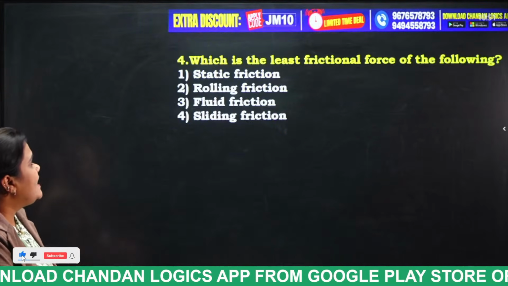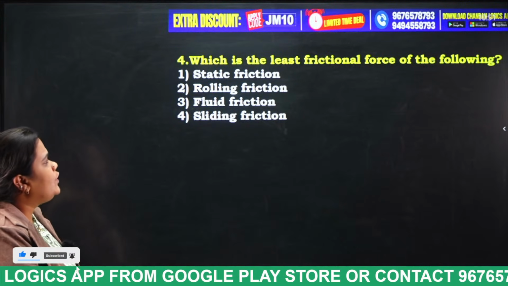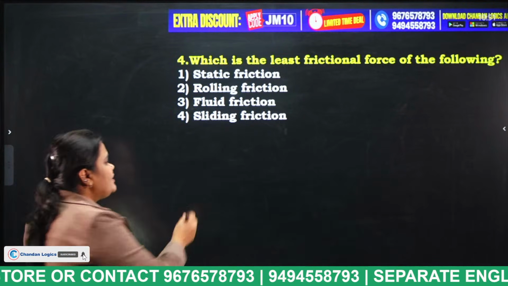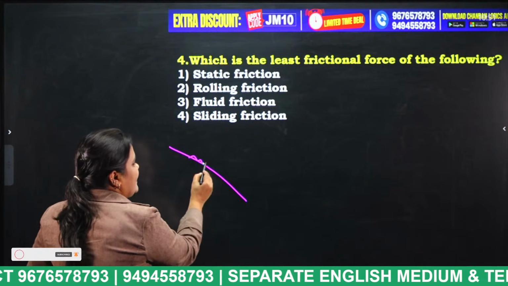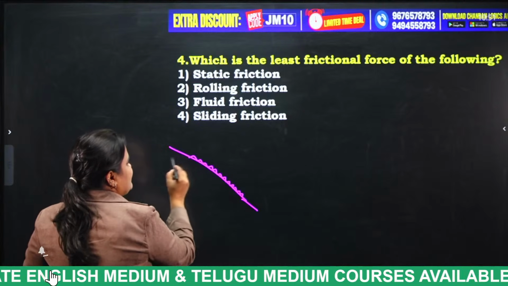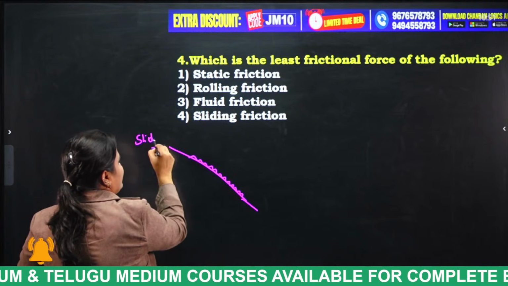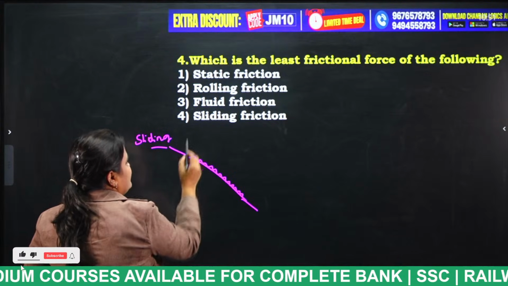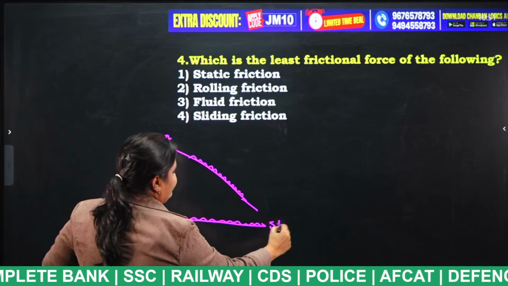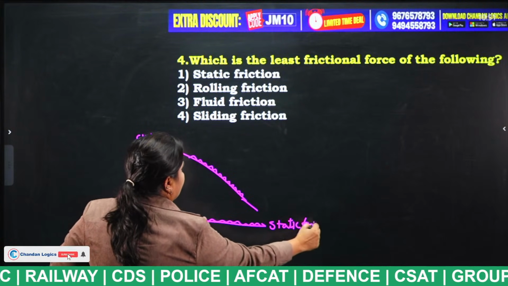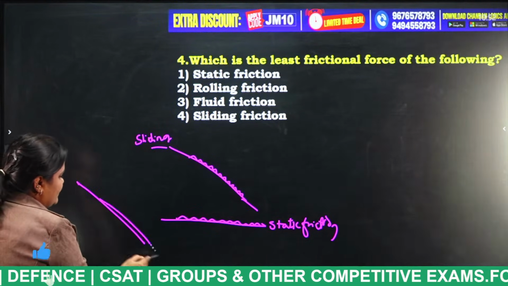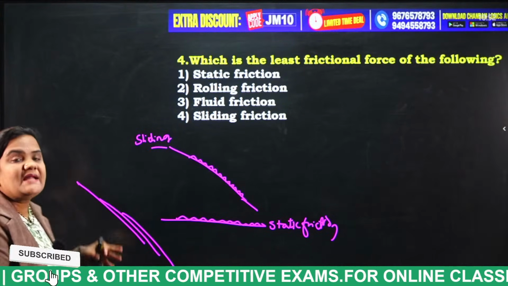Next, which is the least frictional force of the following? Static friction, rolling friction, fluid friction, sliding friction. So this is rolling friction. If there is an obstacle on the surface, okay, so this is sliding actually. This is a sliding surface and this is like a static friction surface. Sliding means like this. Okay, so these are the different types of friction.